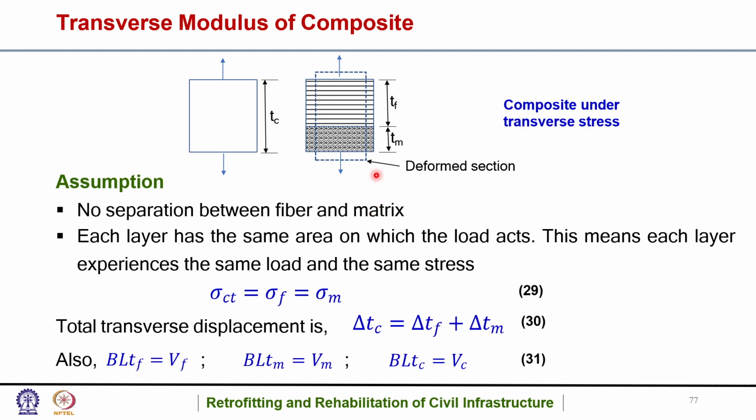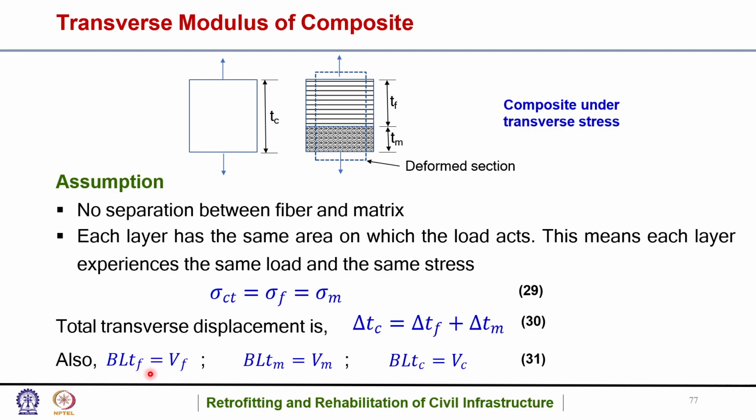Okay, so if you see here, this is TF, the thickness of the fiber, and TM is the thickness of the matrix. Okay, and this is a deformed section. So here also we assume that there is no separation between fiber and matrix, and each layer has the same area on which the load acts. This means each layer experiences the same load and the same stress. Okay, so sigma CT equal to sigma F equal to sigma M, as we studied. So therefore the total transverse displacement is delta TC, and that is equal to delta TF plus delta TM.